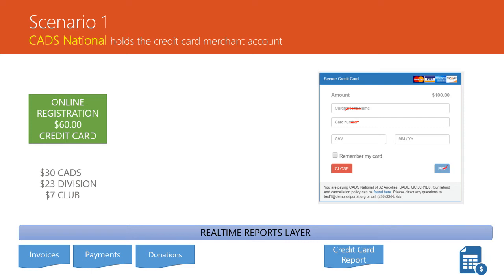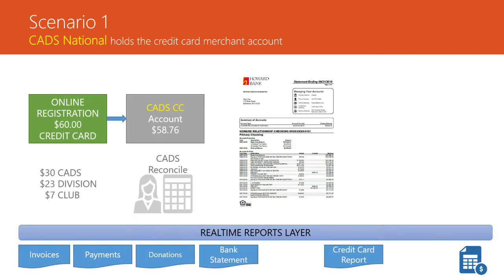So the member goes in, they register, they put in their name, their card number, the date, etc., and they hit pay. As soon as they do that, an invoice is posted, and you have all these reports. So you can see the invoices. You'll see a payment. If this were a donation, you would see it on your donations list. And then you can see all the transactions, whether they're successful or unsuccessful. They show up on the credit card report, and all of the reports can be downloaded into Excel.